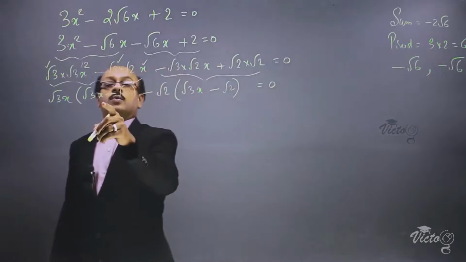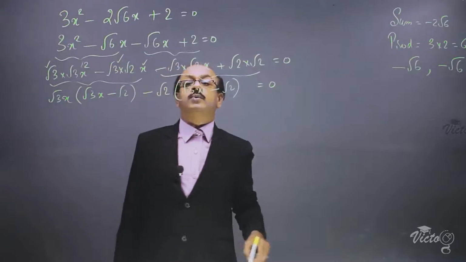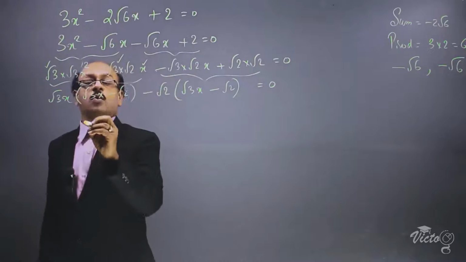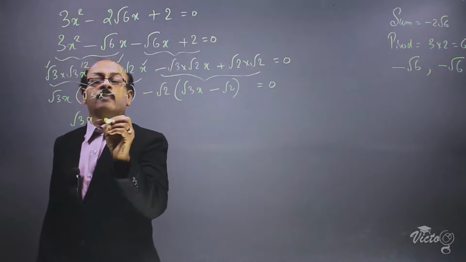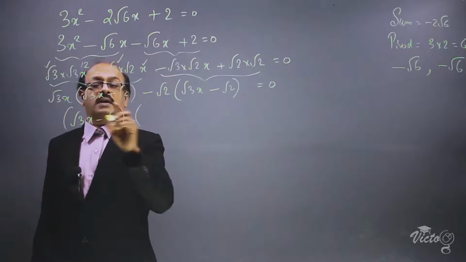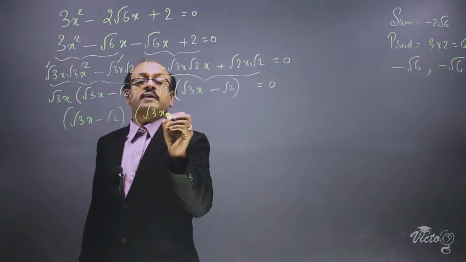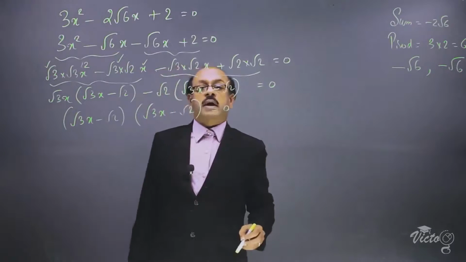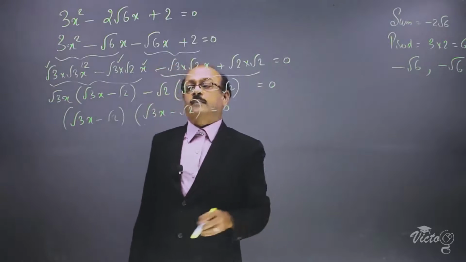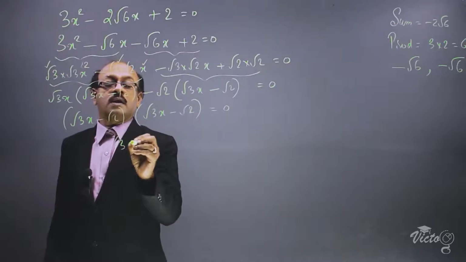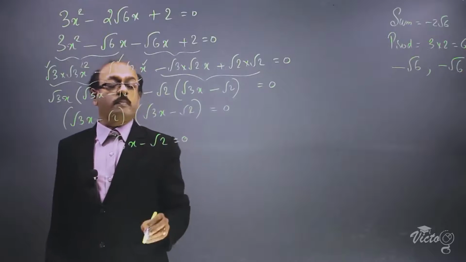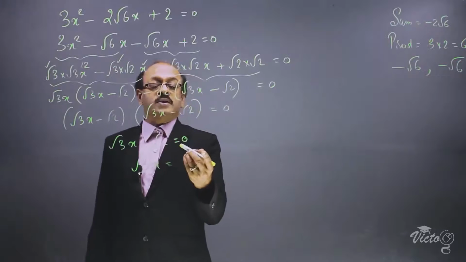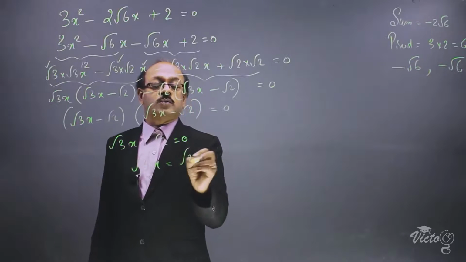Now, here also √3x − √2, and here also √3x − √2. Then one √3x − √2 can be taken outside as a common factor. So (√3x − √2) into the remaining, which is also (√3x − √2), is equal to 0. Now both the brackets, both the factors, are the same. So √3x − √2 = 0 means √3x = −(−√2), we are getting plus √2 on the right side, equal to √2.